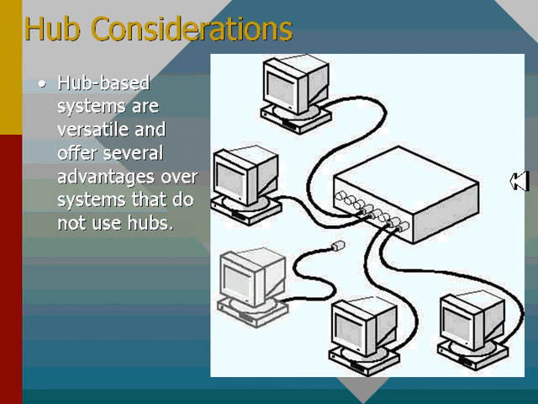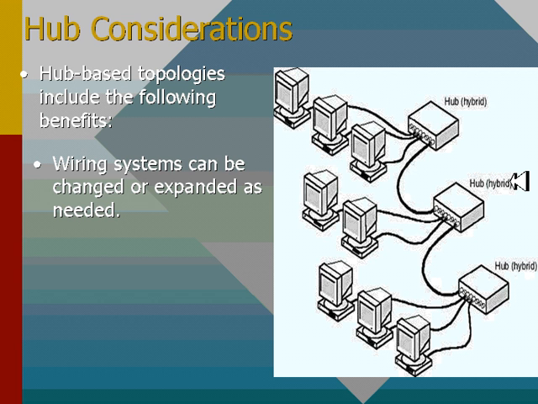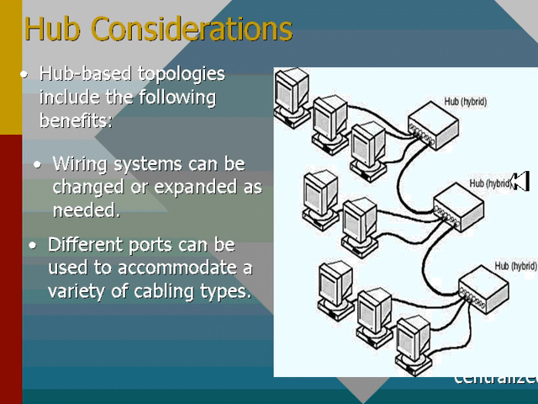Hub considerations. Hub-based systems are versatile and offer several advantages over systems that do not use hubs. Hub-based topology includes the following benefits. Wiring systems can be changed or expanded as needed. Different ports can be used to accommodate a variety of cabling types. Monitoring of network activity and traffic can be centralized.